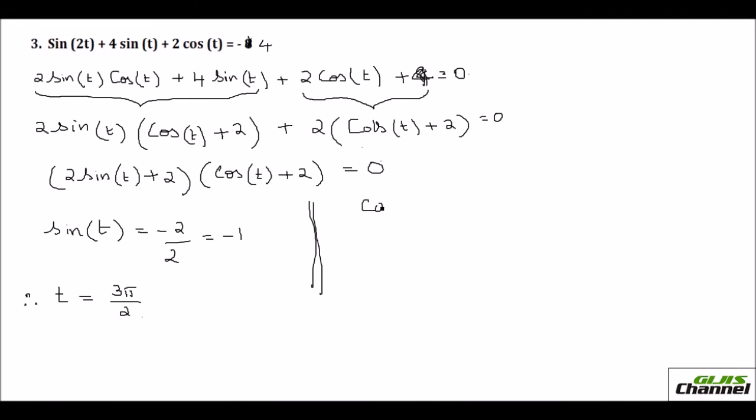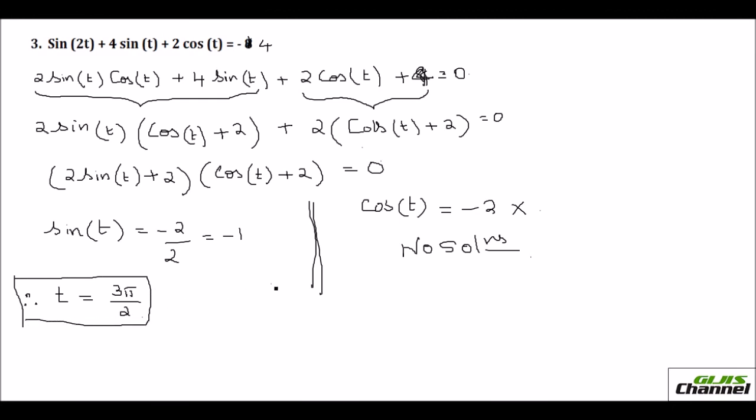Coming to the next one, you have cos t equals negative 2. You can't have the value as negative 2 because the maximum and minimum would be negative 1 and 1. So this is ruled out. Here there is no solution. So the only angle you have for t is 3 pi by 2. Hope you all understood this double angle formula and how to use it in the questions. See you with some more problems in the next video. Till then, bye.